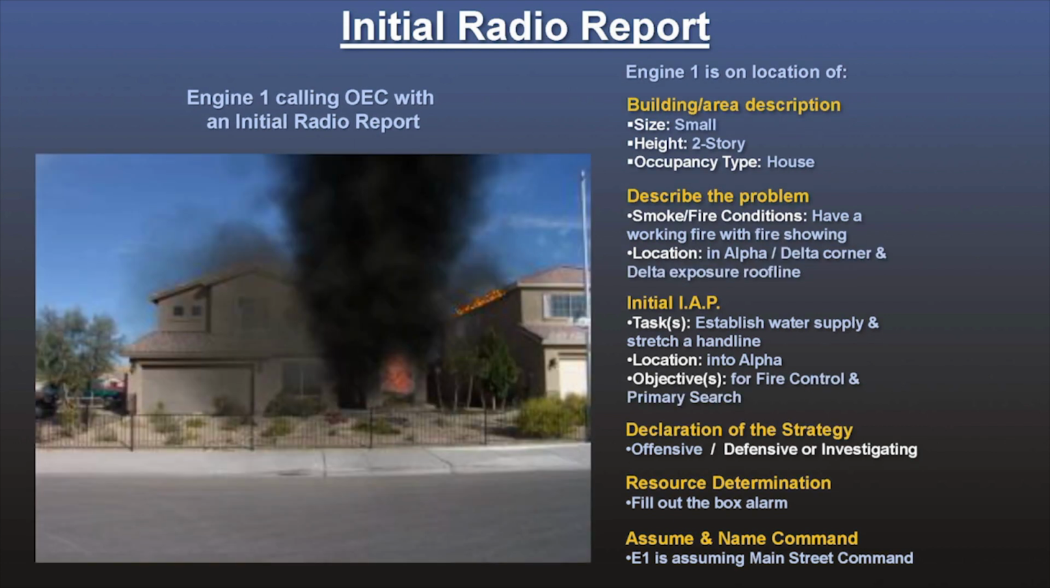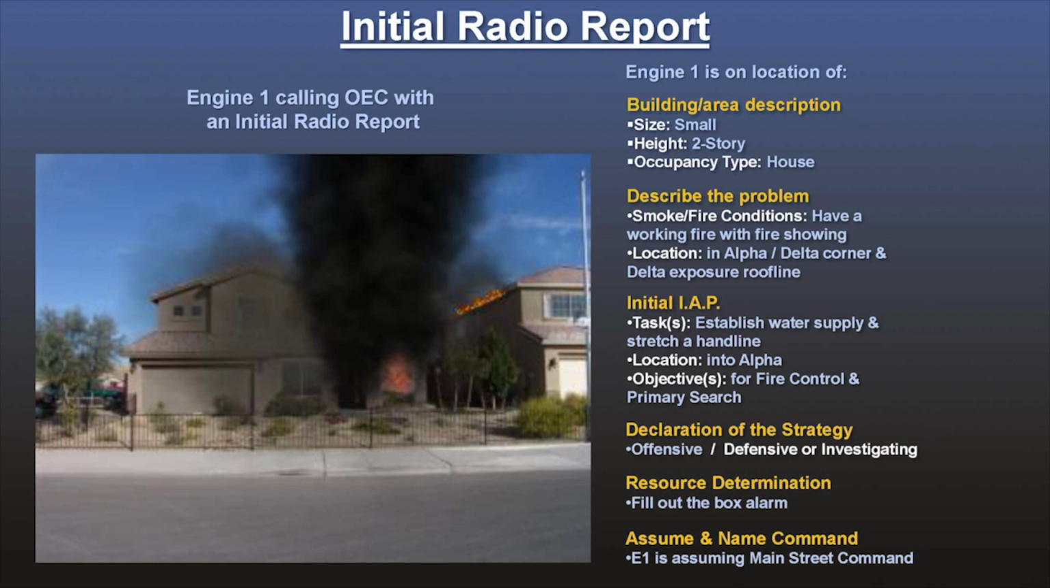This is an example of initial radio report for the single-family house fire shown above. Engine 1 calling OEC with initial radio report. Go ahead with your radio report. Engine 1 is on location of a small 2-story house. We have a working fire with fire showing in the Alpha Delta corner and the Delta exposure roof line. We're establishing a water supply, stretching a hand line to Alpha for fire control and primary search. We'll be in the offensive strategy. Fill out the box alarm. Engine 1 is assuming Main Street Command.